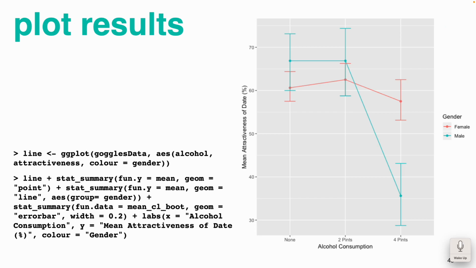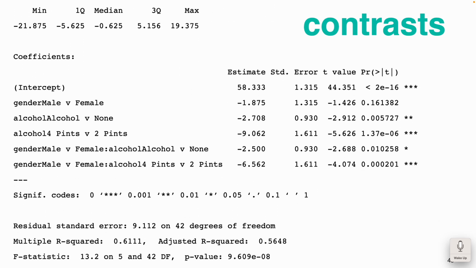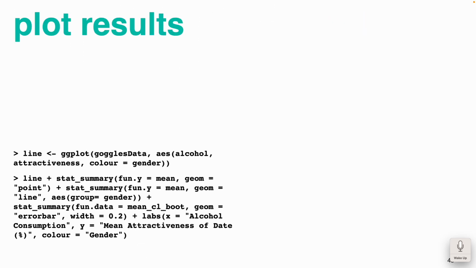So this is the same thing, but with confidence intervals. We see that, yep, male with 4 pints is rating people as less attractive, or noticing people who are less attractive. I don't know what the measure actually is here. Okay, so then what you do.